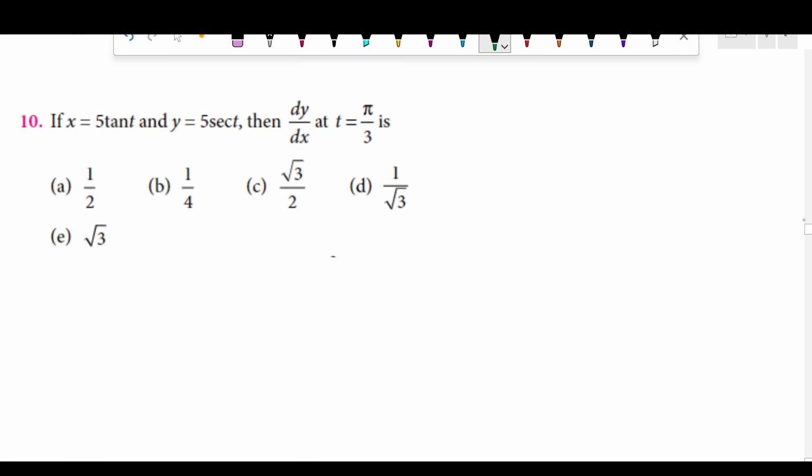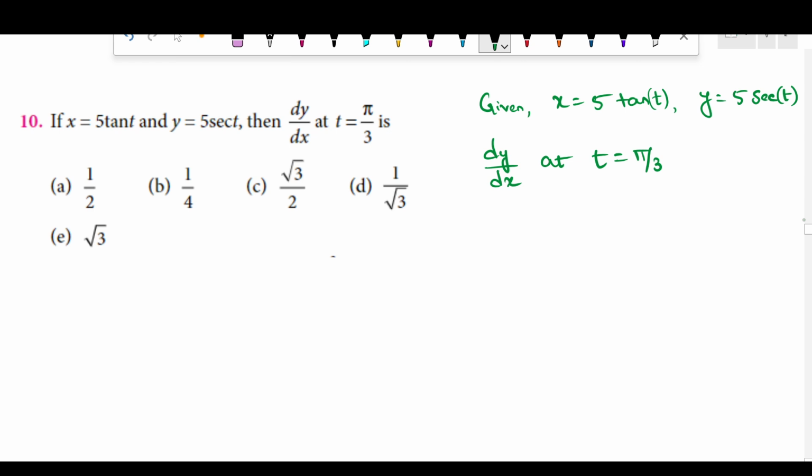Let's move on to this question. Given x equals 5 tan t and y equals 5 sec t, you need to find dy by dx at t equals pi by 3, right? So see, x equals 5 tan t. Name this as equation number 1.